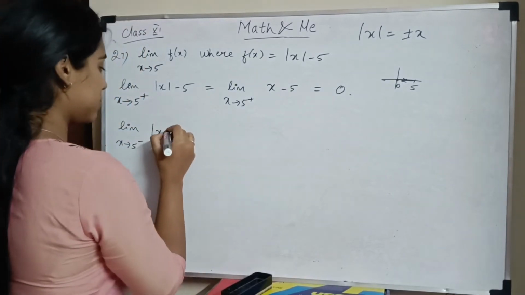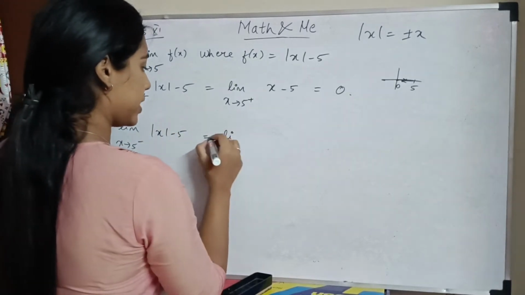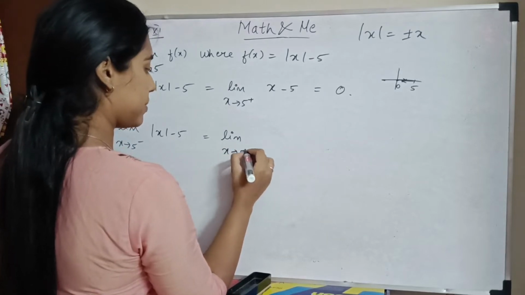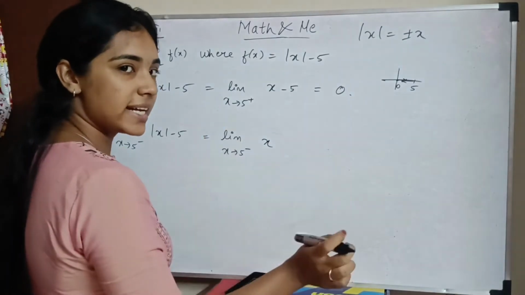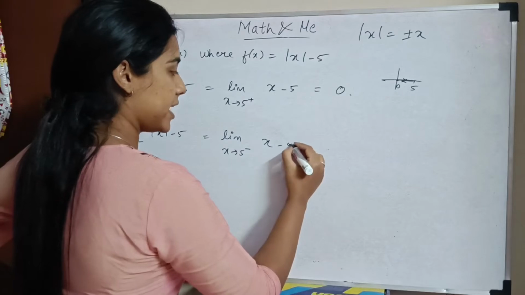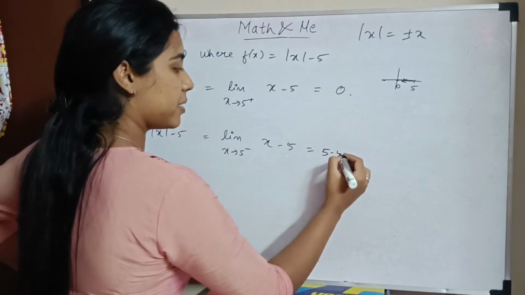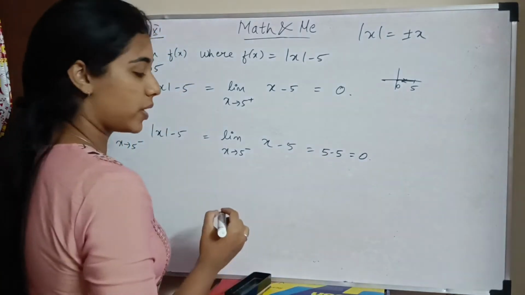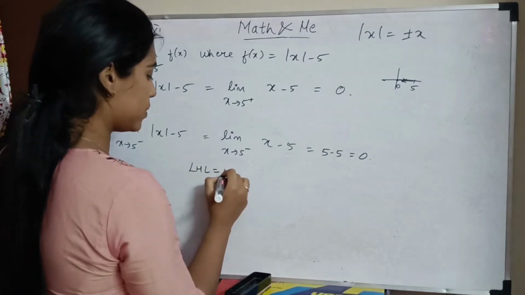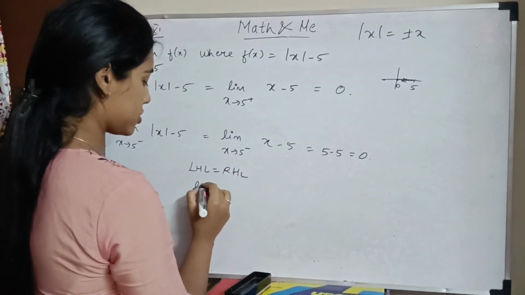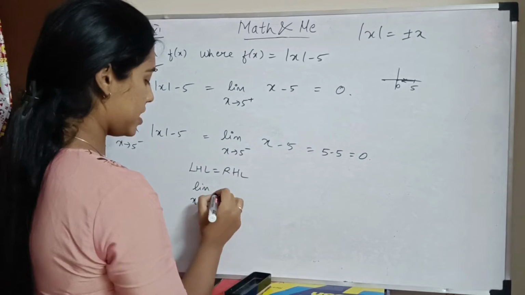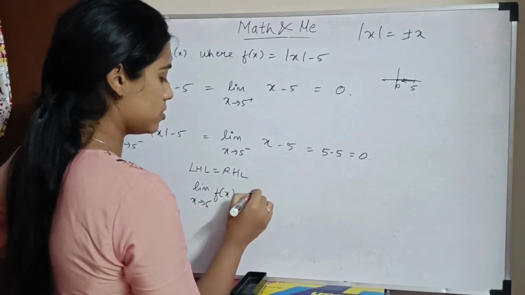So what will happen? Mod x minus 5, where limit x tends to 5 minus, mod x will take the value x itself, no minus x. X minus 5, which is 5 minus 5, 0. Okay? So left hand limit is equal to right hand limit. So limit x tends to 5 of f of x is equal to 0.